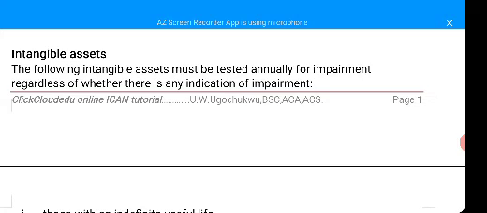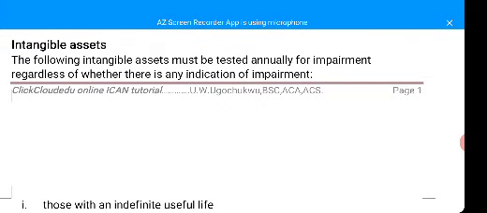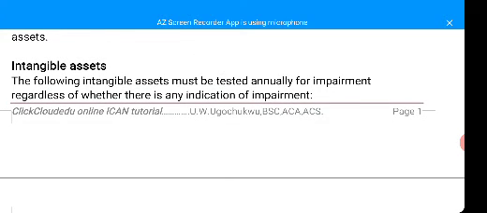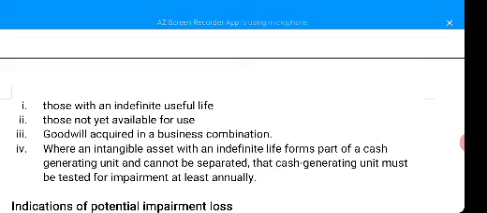Intangible assets. Now we say intangible assets. Intangible assets are covered by IAS 38. The following intangible assets must be tested annually for impairment, regardless of whether there is any indication of impairment. So you always test these annually. That means these intangible assets do not follow the normal basic rules of impairment. Normally you look at the indication first before you look at the recoverable amount. But these intangible assets, you must always test for impairment annually, even when there is indication or no indication.